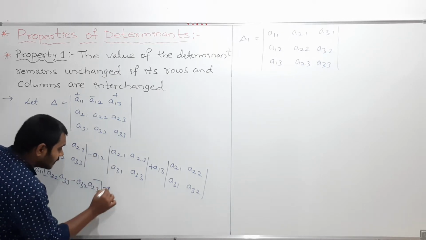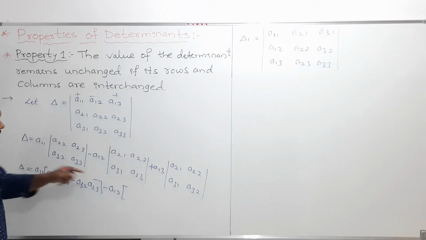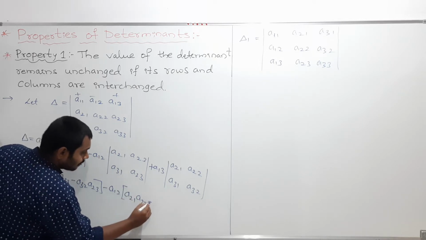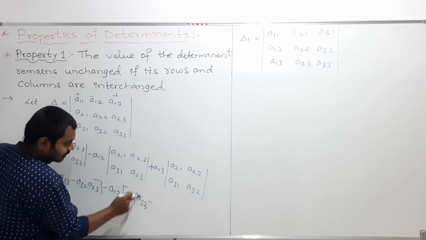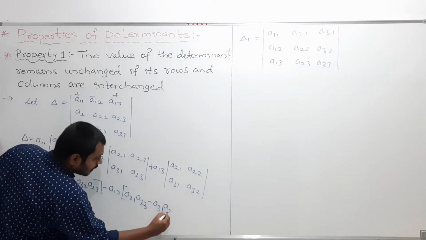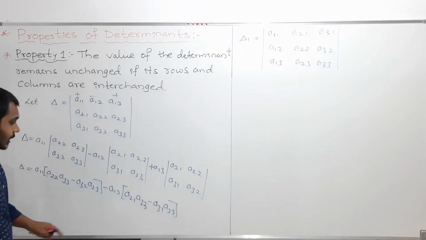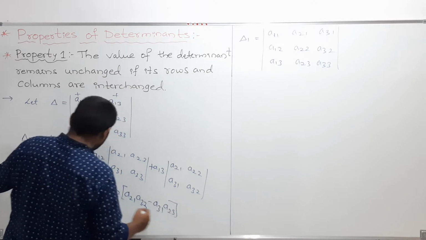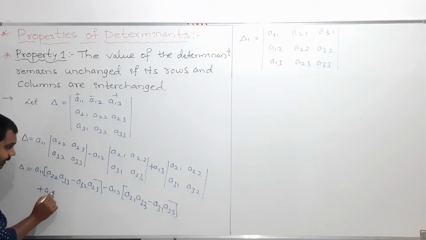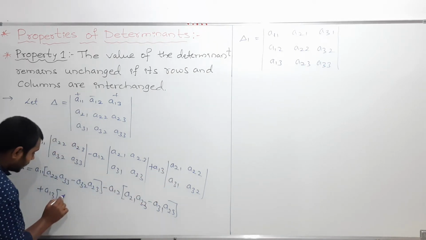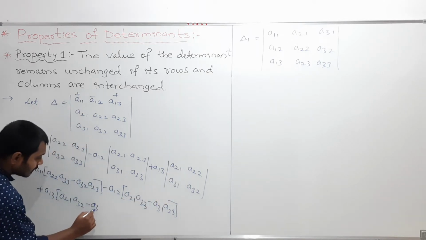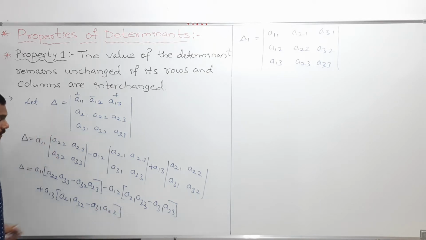Next, my students, minus a12 as it is, again this element into this element, that is a21 a33 minus this element into this element, a31 a23. Clear? And next, plus of, I don't have space here, so I am writing the remaining here: a13 into a21 a32 minus, again here, a31 a22. Further simplify this.